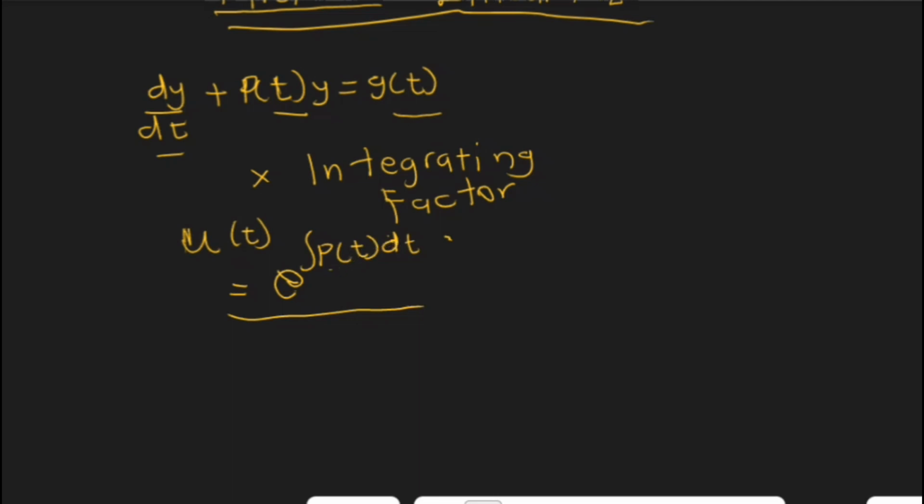What is p of t? P of t is the coefficient of y. So if you have dy over dt plus p of t times y, when you express your equation in this standard form, the coefficient of the y, which is not the derivative form of our dependent variable, is what we find the integral of and put as the power of e.